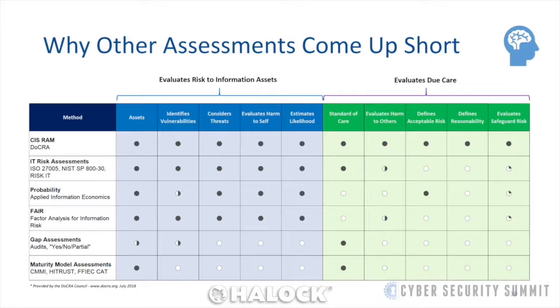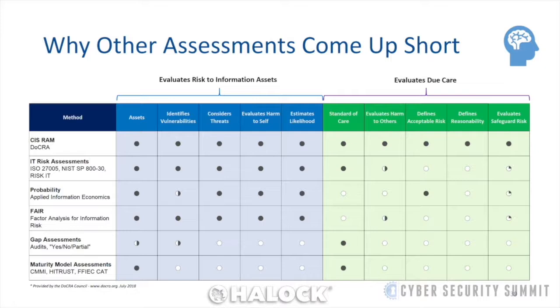The green columns are those things that regulators and litigators are asking us to think through. Did we apply a standard of care? Did we evaluate harm to others? Did we define acceptable risk? And did we define what reasonable was based on a balance of those things? And did we evaluate safeguards to make the determination?